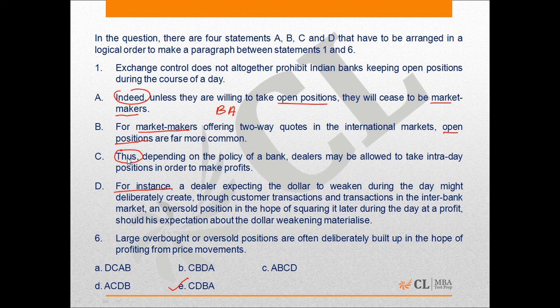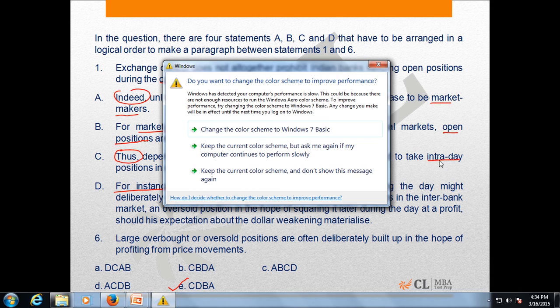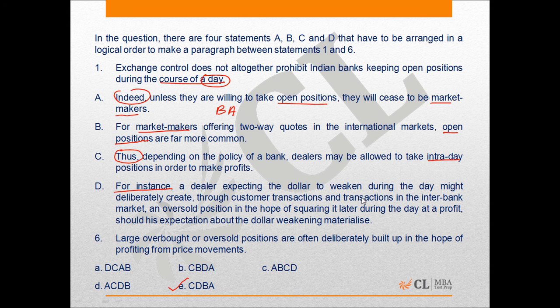I knew that it's connected to the first one, because it talks about depending on the policy of a bank, dealers may be allowed to take intraday positions in order to make profits. One talks about exchange control, which does not altogether totally prohibit Indian banks keeping open positions during the course of a day. And this course of the day has also been mentioned here in intraday positions in order to make profits, right?